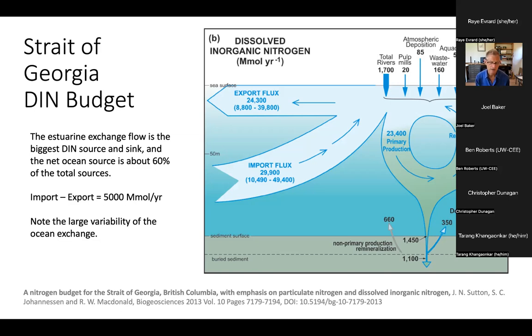And one thing that I've found interesting looking through the literature is the ways of talking about the ocean source. If you look at the import flux and compare it to the wastewater treatment plant, you'll see the wastewater treatment plant is quite negligible compared to the import flux. If you consider the ocean source to be the difference between import and export, then all the other sources are about 40% compared to the ocean source. So much more important. I think in the Sutton et al. paper, they would argue that the import flux is the thing to look at. Next slide, please.